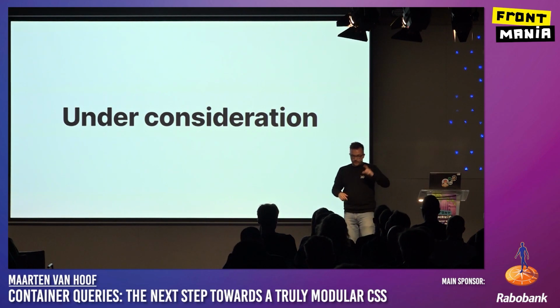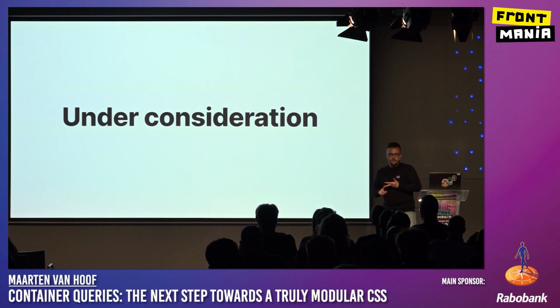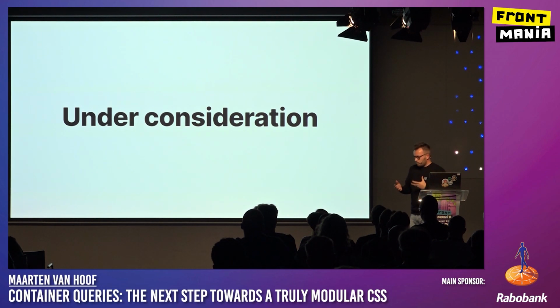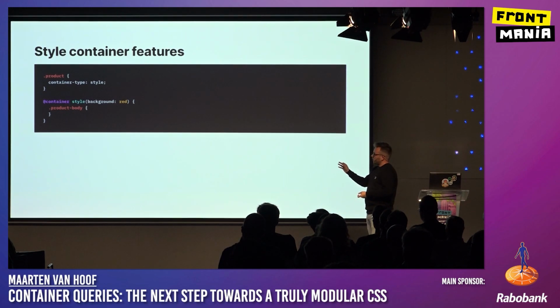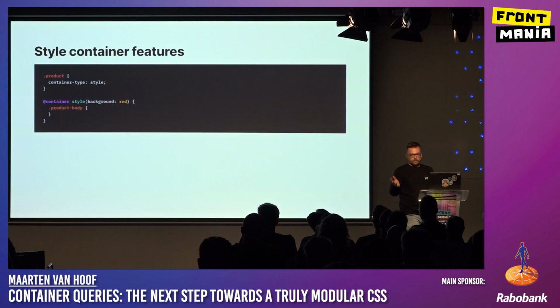So what's in browsers? Those were the size container features and the container relative units. There are a few other things, part of the CSS containment specification, which are under consideration. We don't know if they'll land in browsers or in the specification yet, but there's some cool things happening in the working group. For instance, style container features. This is a feature that allows you to query computed styles on an element. For instance, when the product has a red background, then we style our product body differently.